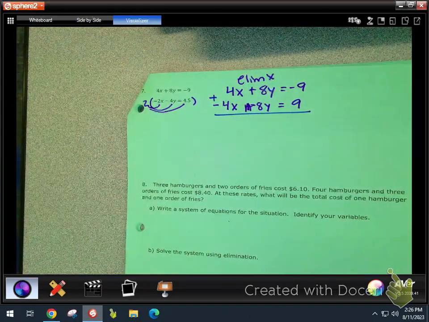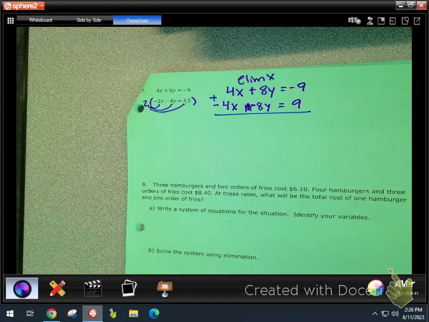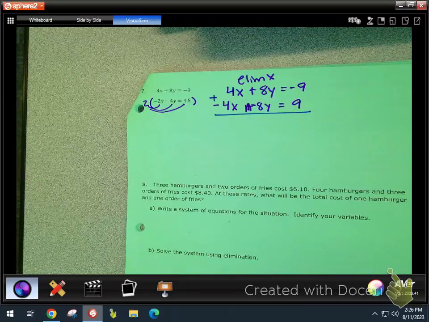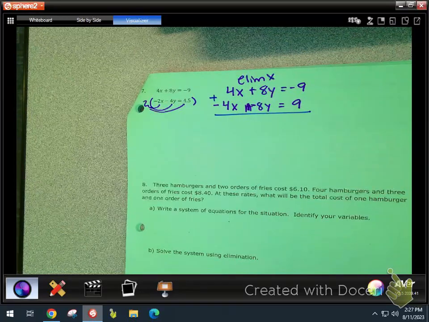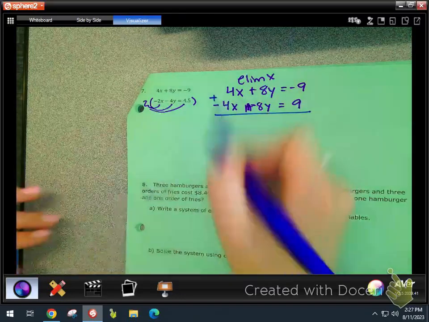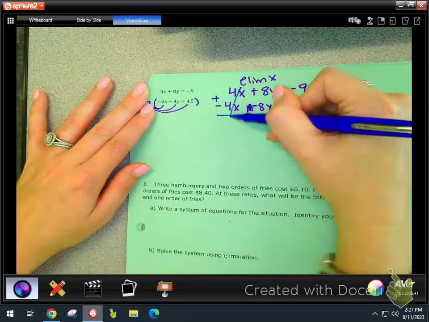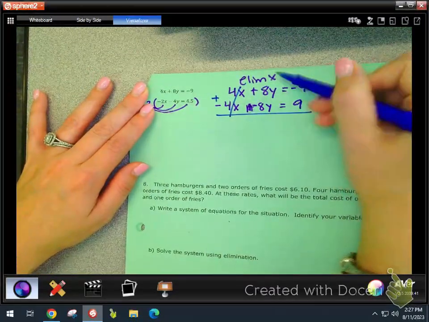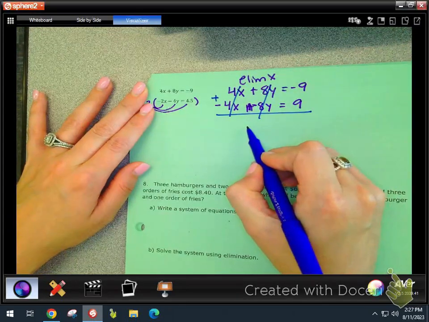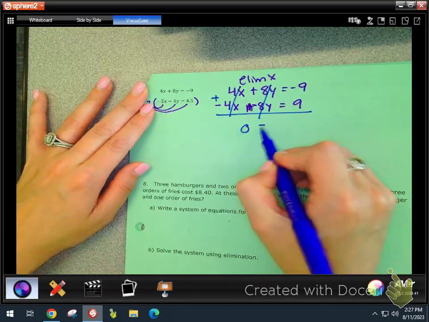So thank you for catching that mistake. It is supposed to be -8y. This wouldn't have been caught if you hadn't told me I did that wrong. What happens here? What is 4x minus 4x? 0. What is 8y minus 8y? 0. Put that 0 there. What happens on the other side?